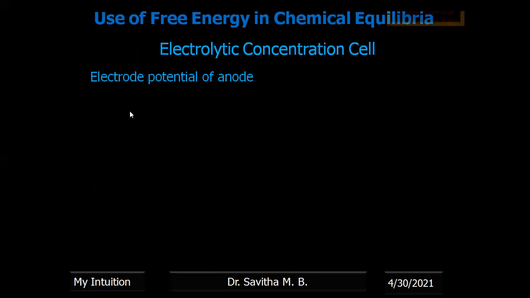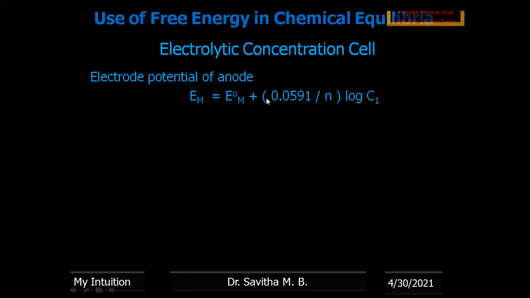Let us write the Nernst equation for the anode and the cathode separately, considering each as a single electrode. First, the Nernst equation for the single electrode acting as anode. We have E of metal equal to E naught of metal plus 0.0591 divided by n log of the metal ion concentration. The metal ion concentration at the anode compartment we have considered as C1, therefore I have directly written C1.